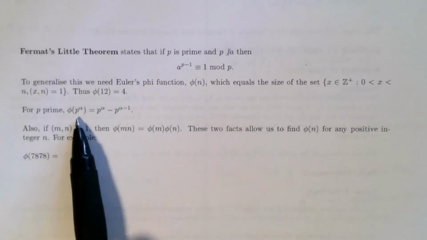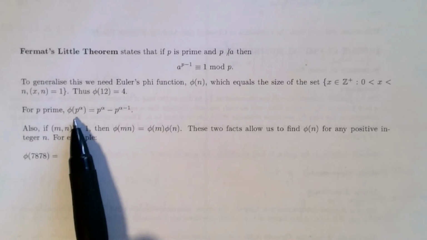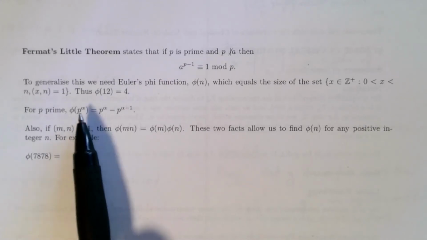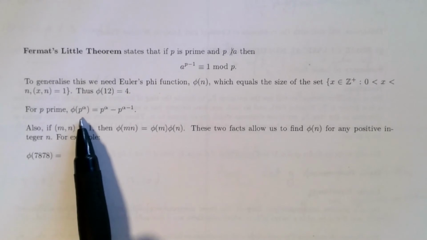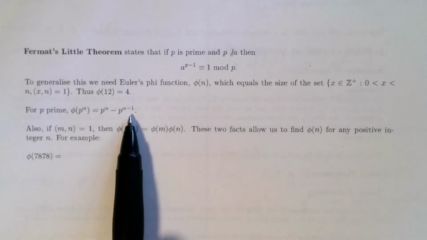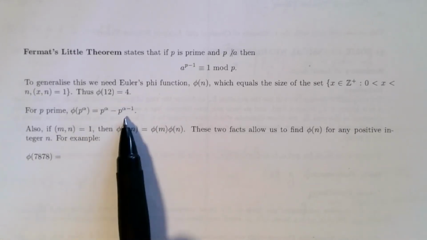If p is a prime, then phi of p to the alpha, well, this is easy to prove, because if you just start listing the numbers from 1 up to p to the alpha, and you take away the ones that are not relatively prime to p to the alpha, well, the ones that are not relatively prime will be p, 2p, 3p, up to p to the alpha minus 1 times p. And so the number of numbers that are relatively prime to p to the alpha is all of them minus that many multiples of p.